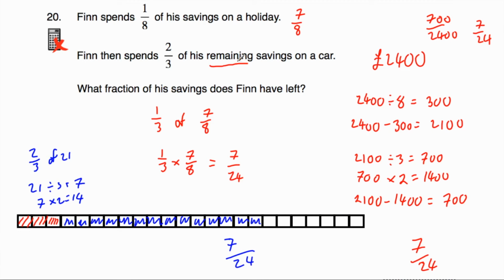And that's it. Now in this question, I would approach it by just saying, well, if he spent an eighth, he's got 7/8 left. He then spends 2/3 of the remaining amount on a car, so he's got 1/3 of the 7/8 left. So 1/3 times 7/8 would be 7/24, and that's it. Okay, let's have a look at our next question.